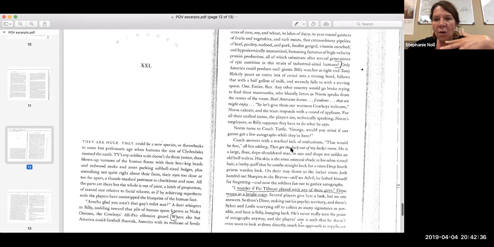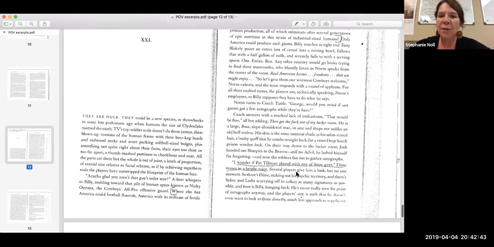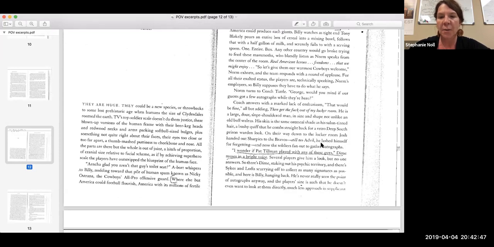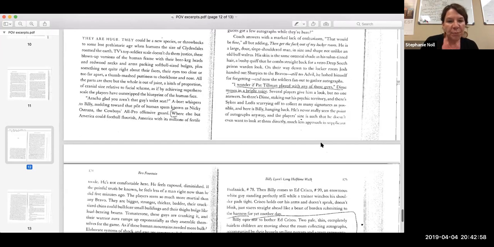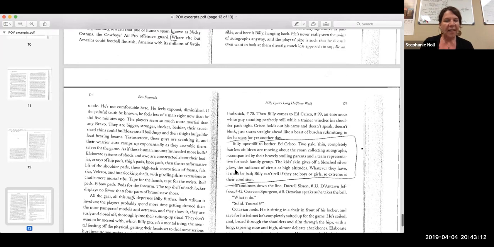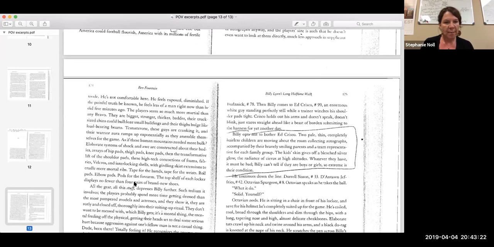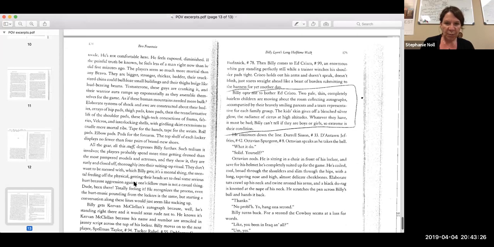And then when I go down, you get Dime. If you're looking at 173, there's this bit of dialogue. "I wonder if Pat Tillman played with any of these guys," Dime muses in a bright voice. So there's Dime staking out his psychic territory. And then there's these two guys who are doing this. So already you've got two: you've got Abort and Dime, whose thoughts you're getting. Then it gets back into a more limited point of view where he says all the gear, all this stuff depresses Billy further, such tedium it involves. So there's Billy.